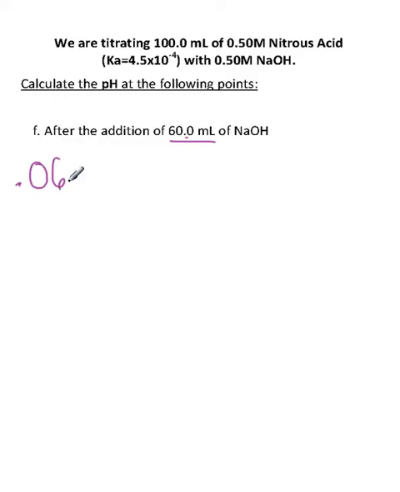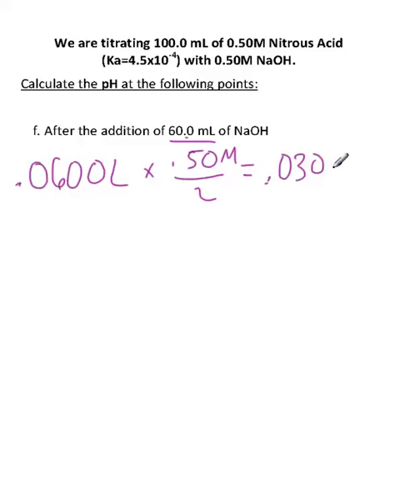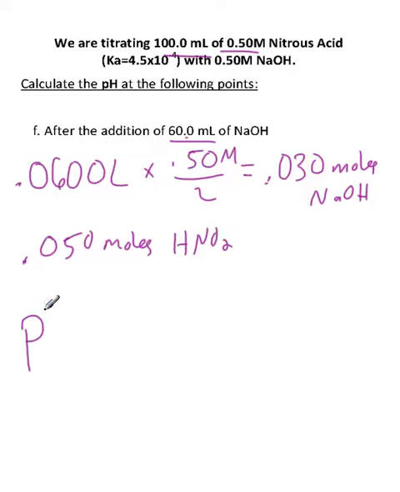I need 0.0600 liters times 0.50 moles per liter. Or in other words, I'm going to have 0.030 moles of NaOH. And again, I know from originally, from every problem with 100 milliliters of 0.5 molar, I have 0.050 moles of HNO2. So setting up my Henderson-Hasselbalch equation, pH equals pKa.